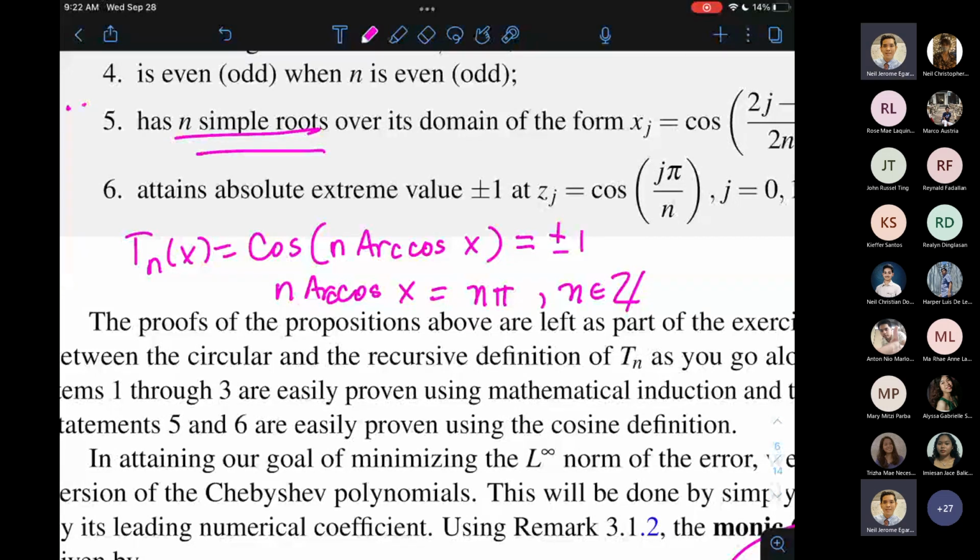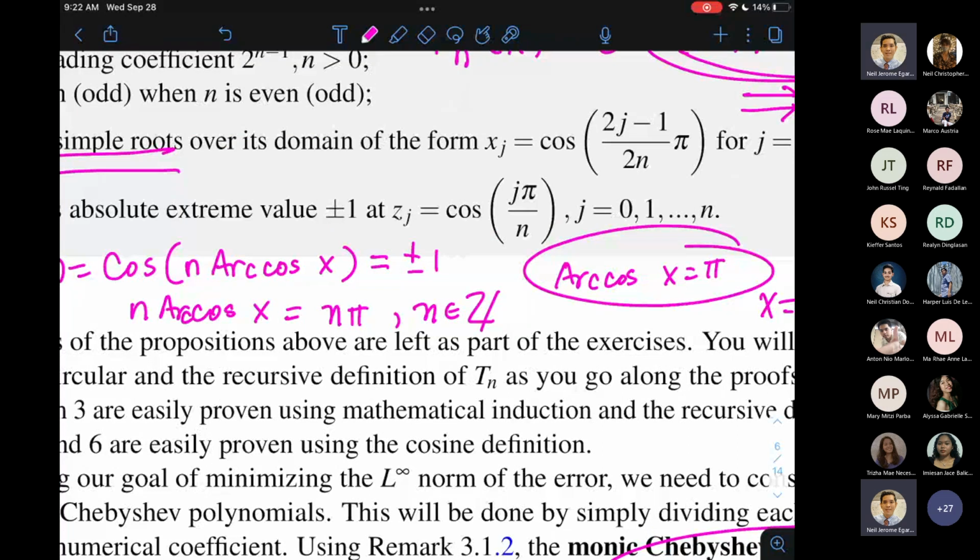Tapos, di-divide mo lang both sides by n. So, magiging arc cosine ng x ay equal kay pi. Huh? Ano nangyari? So, di-divide ko by n. Naging n pi. Sorry. Parehas yung variable na ginamit ko. Dapat ito ay j, kasi si j ay integer. So ito ay magiging arc cosine ng x ay equal kay j pi over n.